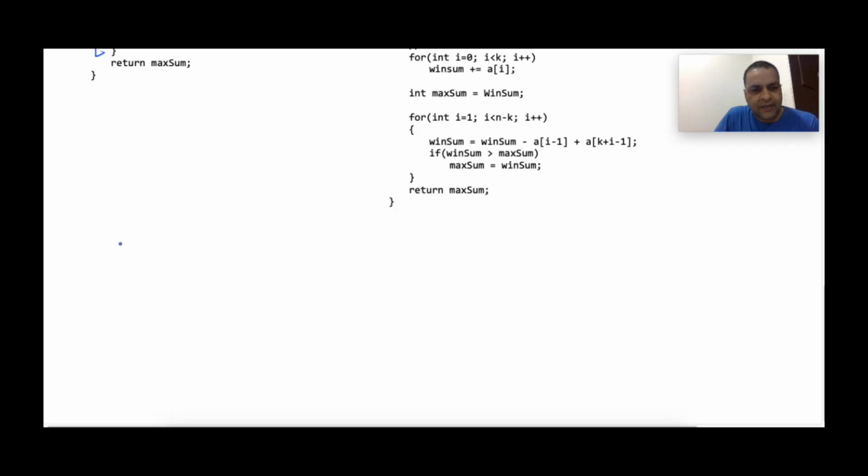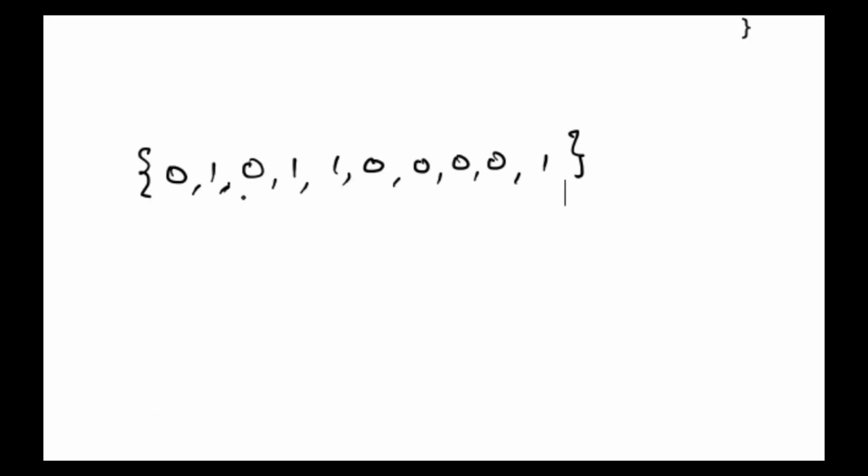We are given an array. This array is of zeros and ones, so this is a binary array. We want to bring all the ones together in this array. So we have to shuffle the zeros and the ones. Okay, together means ones to one side and zeros to the other side?